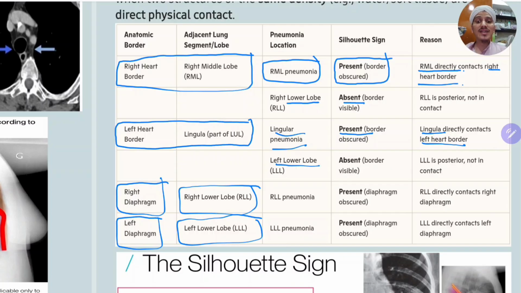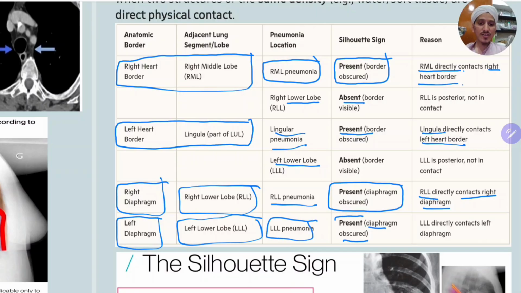But because the right lower lobe is in direct contact with the right dome of the diaphragm, and the left lower lobe is in direct contact with the left dome of the diaphragm, you will see the silhouette sign between the lung and the diaphragm, meaning the diaphragmatic border will not be appreciated clearly. So in case of right lower lobe pneumonia, the diaphragmatic border will be obscured, so the silhouette sign is present, because the right lower lobe is in direct contact with the right diaphragm. In left lower lobe pneumonia, the left diaphragm border will be obscured. The silhouette sign will be present.